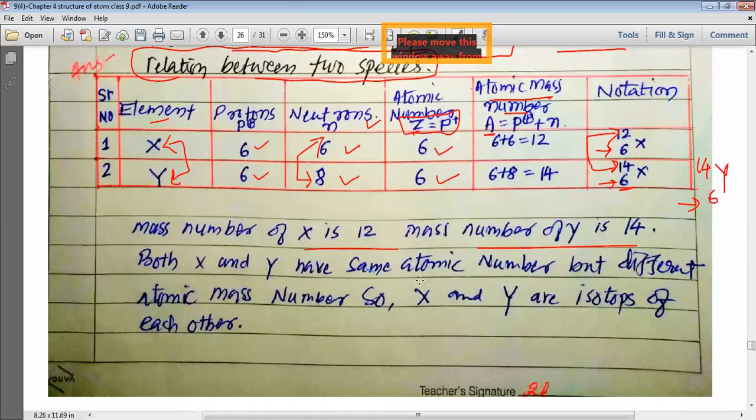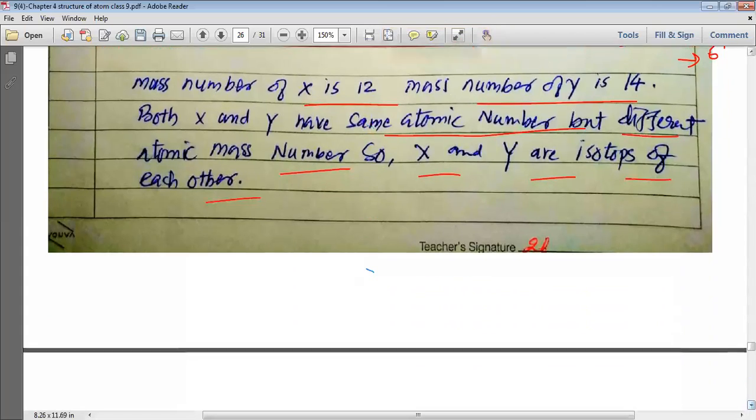Both X and Y have the same atomic number but different atomic mass number. So X and Y are isotopes of each other. So that is how you understand.